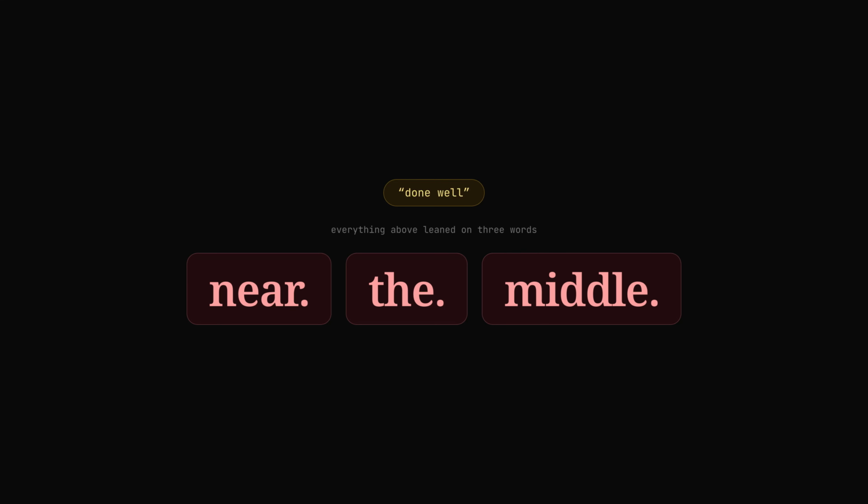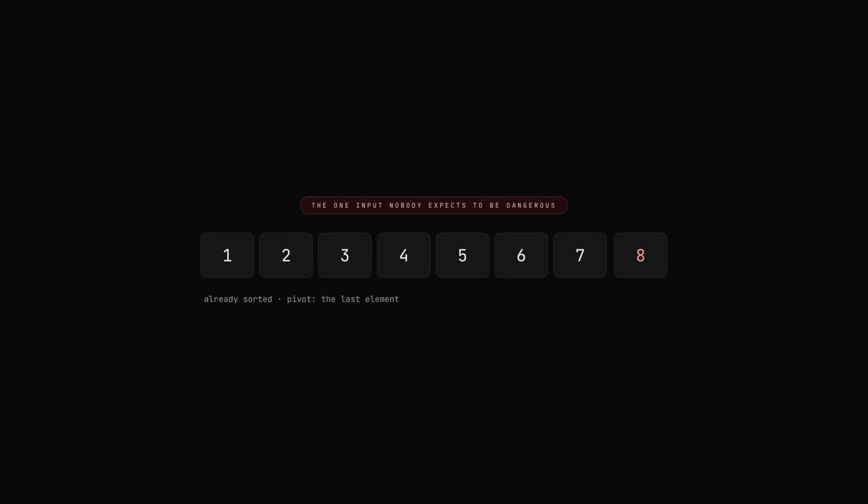Done well. Because everything I just said leaned on 3 words. Near the middle. Feed it the one input nobody expects to be dangerous. An array that is already sorted. 1 through 8. Pivot the last element. 8. The partition scans and everything is smaller than 8. The entire array lands in the small zone. The big zone is empty.